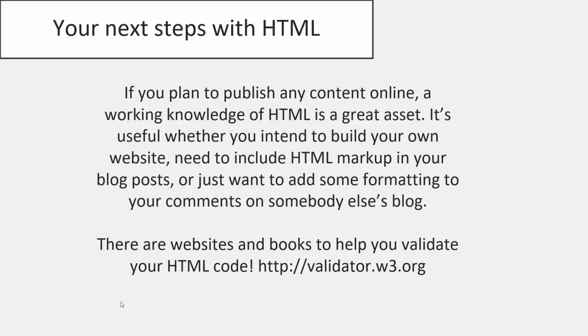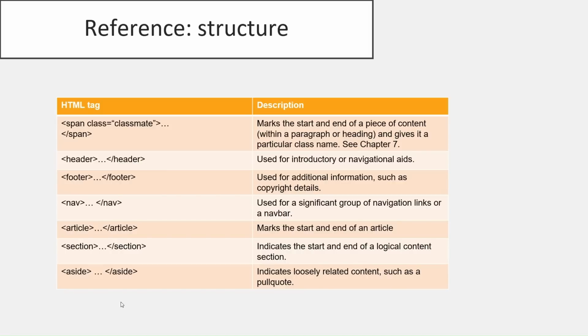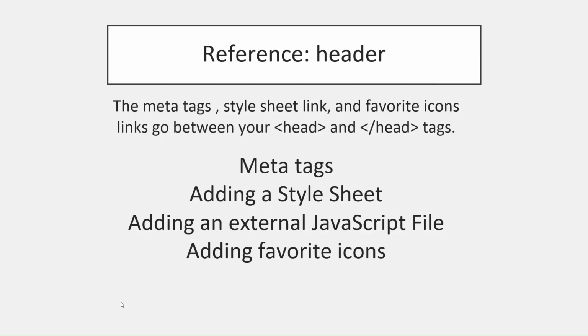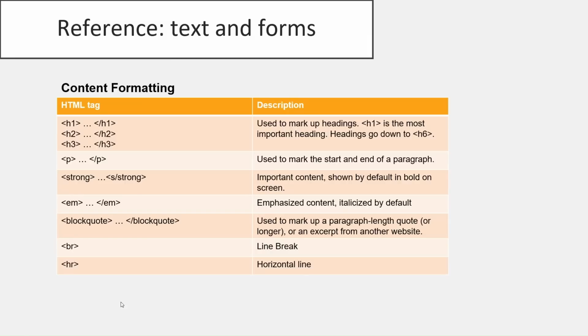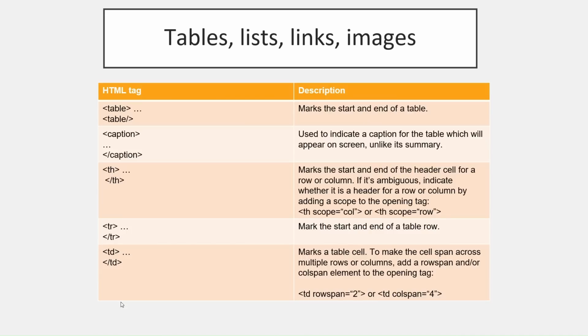And there are websites out there that can help you validate your HTML code. For example, validator.w3.org. And then I've included a ton of references directly from the textbook. It gives you the tag and the description. Some more tags, line breaks, horizontal lines, forms, text, tables. So there's a tag for everything.